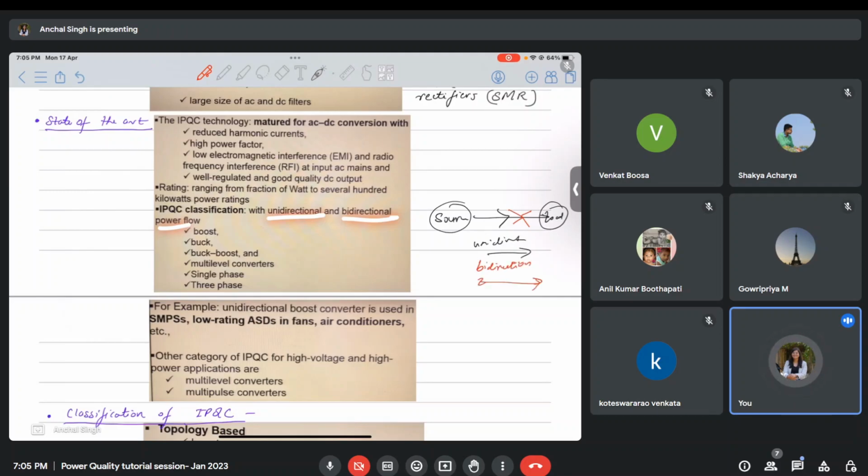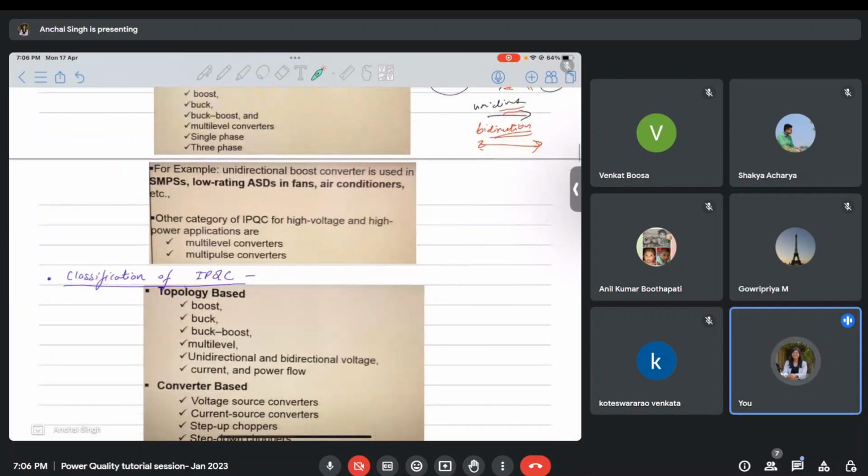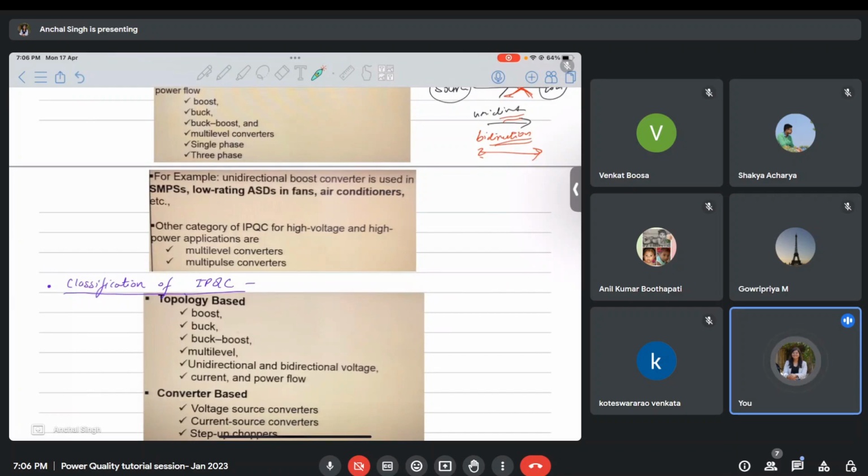Because nowadays we have solar, right? And sometimes using solar, we pump the solar energy into the source, into the grid, we connect it. So that means we need converters which have the capability of bidirectional power flow. So depending on the application, we select whether we want to go for a unidirectional power flow or a bidirectional power flow. Okay. So apart from this variation of unidirectional and bidirectional, the other classification categories are boost, buck boost, multi-level converters, single phase and three phase. Another category of IPQC for high voltage and high power applications is multi-level and multi-pulse converters.